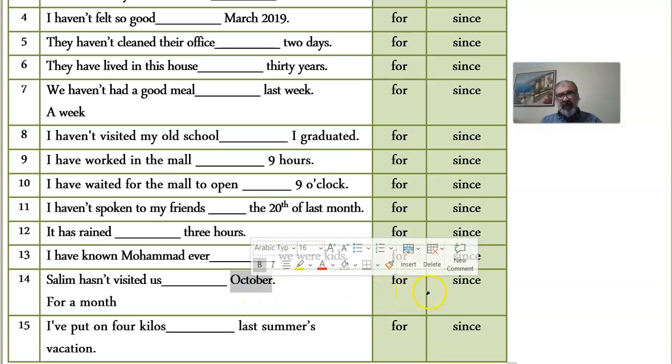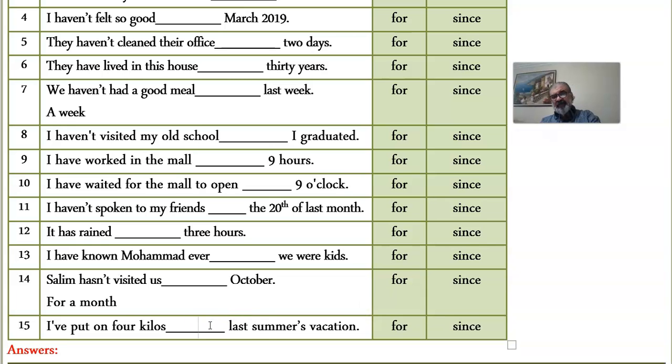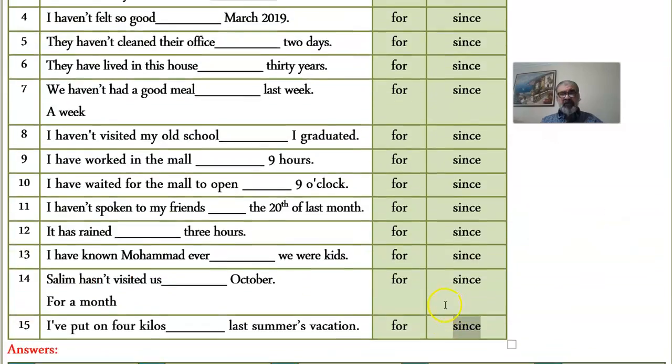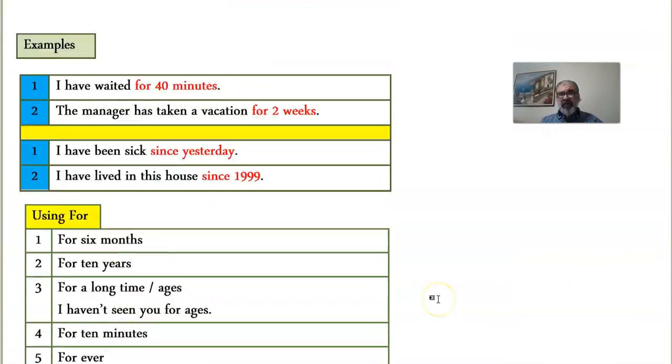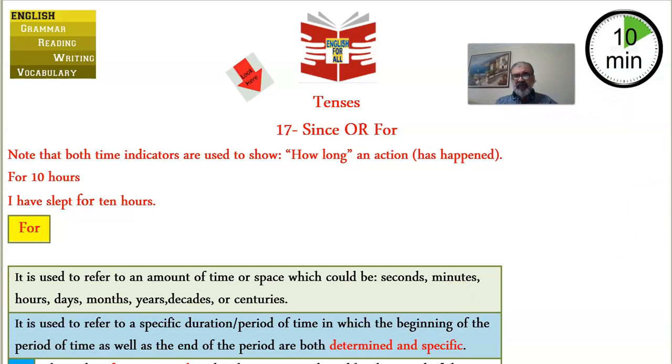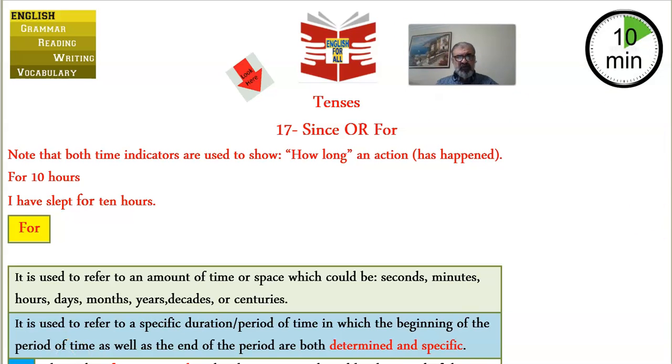October, non-specific, since. Last summer's vacation, again, non-specific, so it should be what? Since as well. Thank you very much for being with me today. Our next tutorial also has to do with the present perfect, but the comparison between the present perfect and the present perfect continuous. Thank you very much.